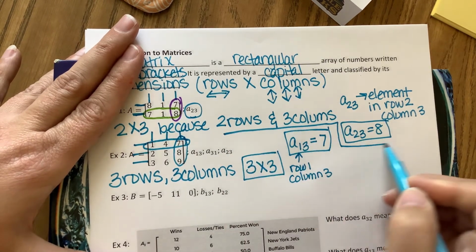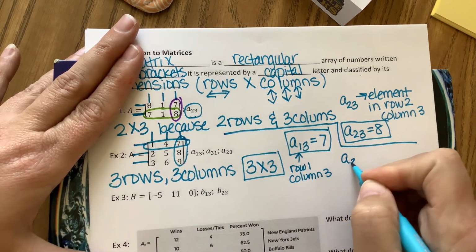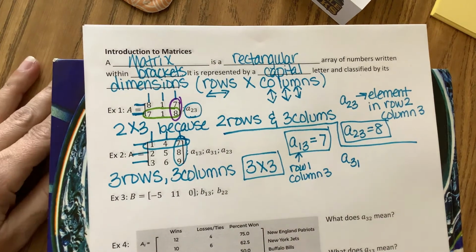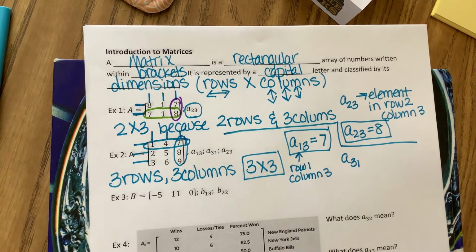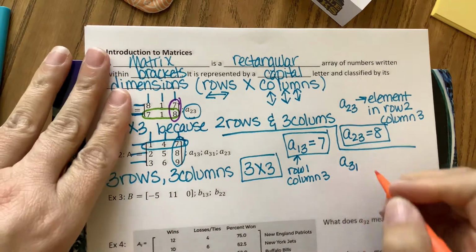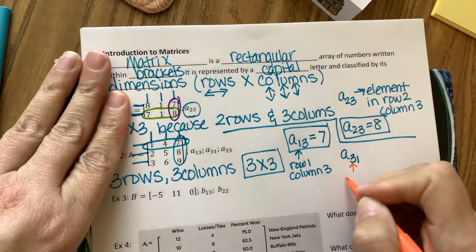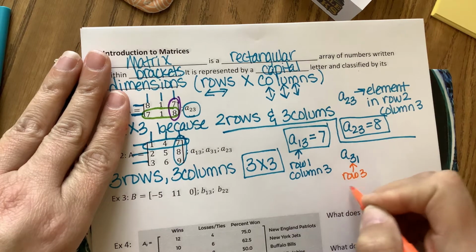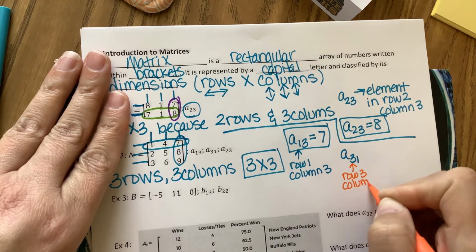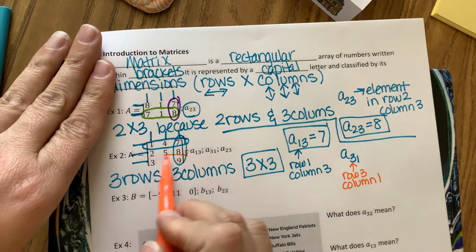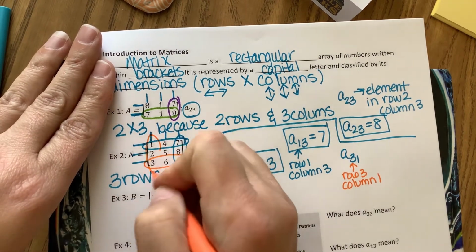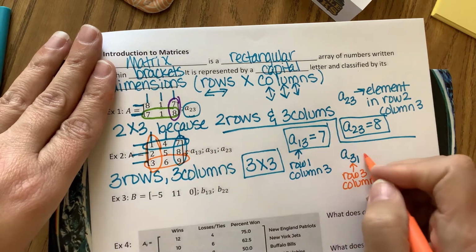My paper's getting really squished. Sorry. So A31. A31 is not the same as A13. So I'm going to do this in orange. A31 means row 3, column 1, because it's always rows, columns. Row 3, column 1 is a 3.